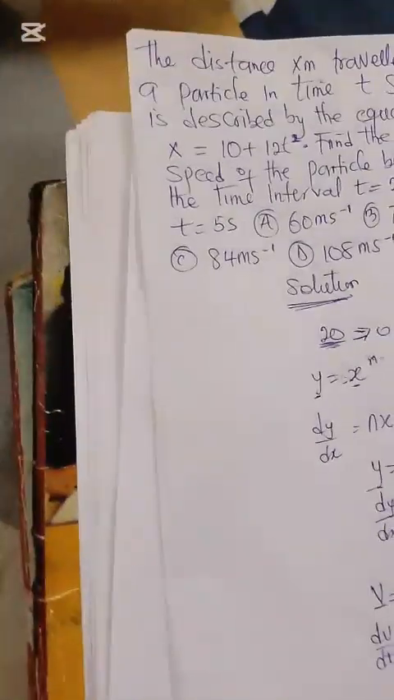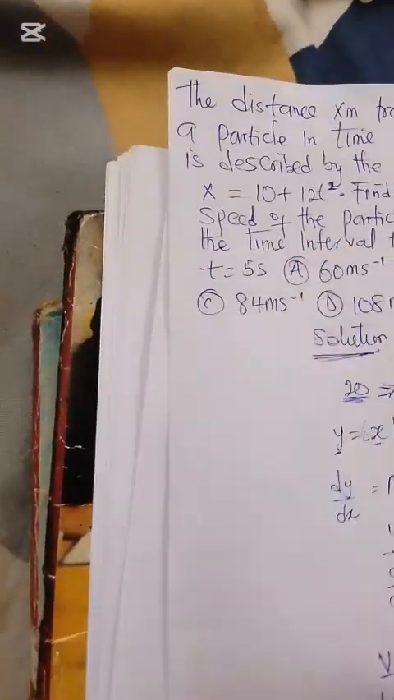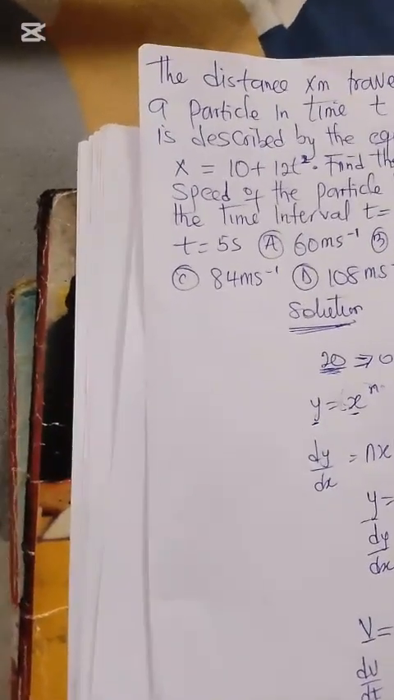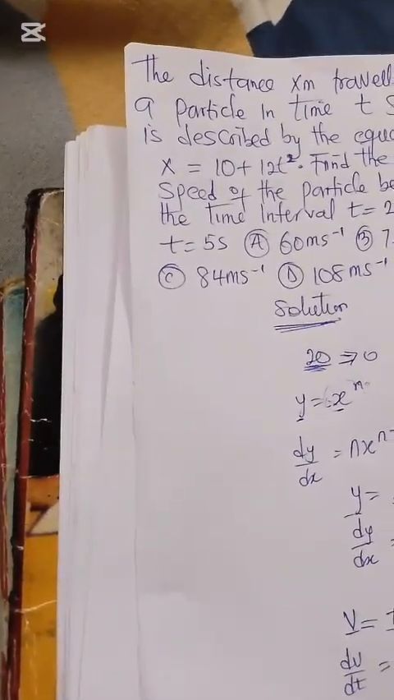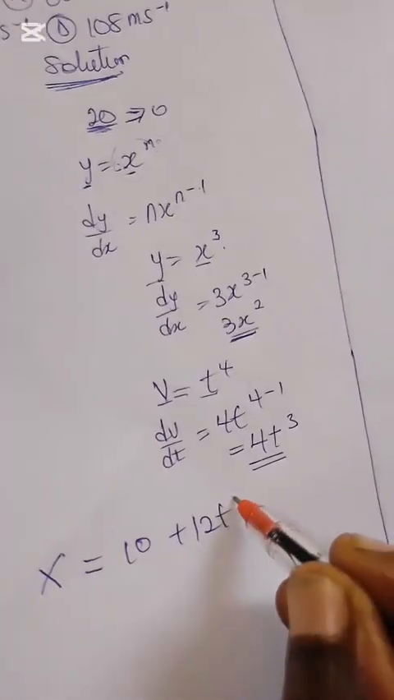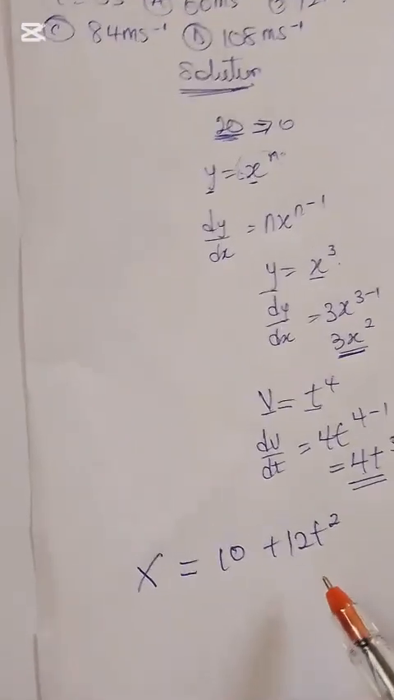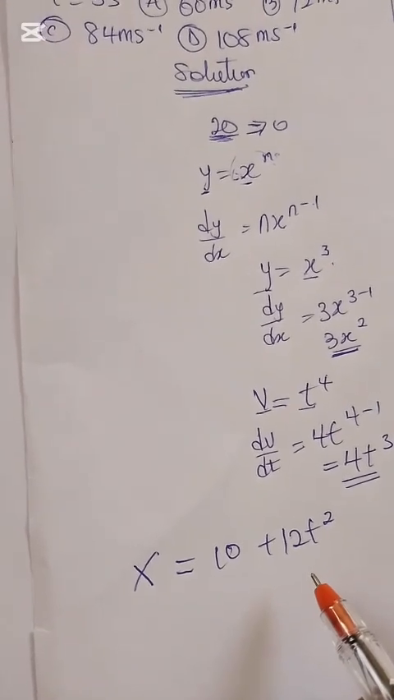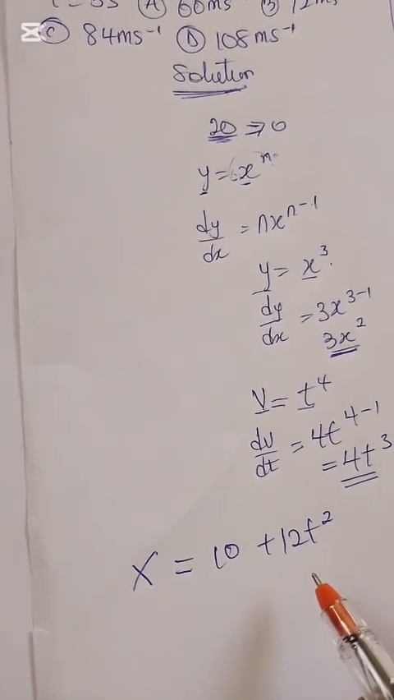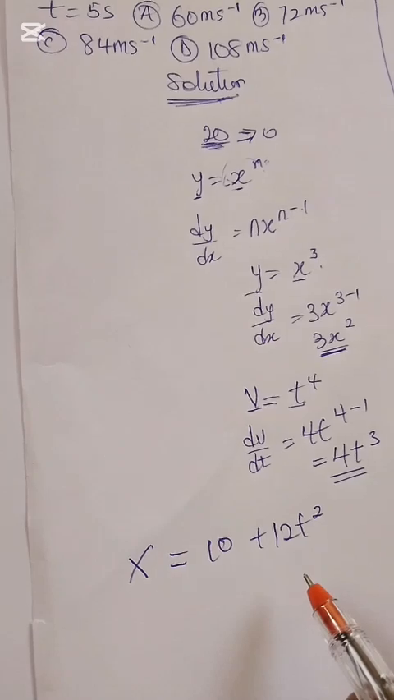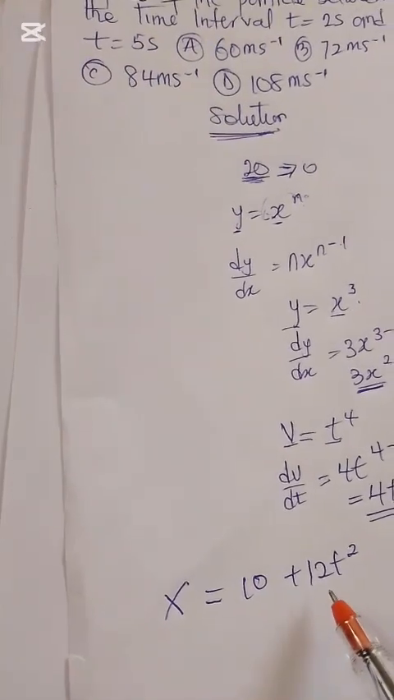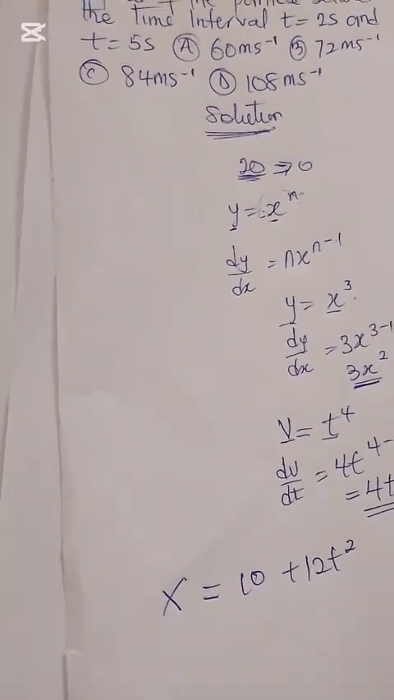Let us now go back to the equation and use it. So the equation is described by x equal to 10 plus 12t raised to power 2. That is the equation, and we are asked to find the average speed of the particle between the time interval t equal to 2 seconds and 5 seconds. So we're going to solve for 2 seconds and 5 seconds, then we take the average.